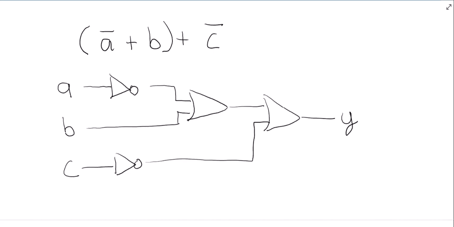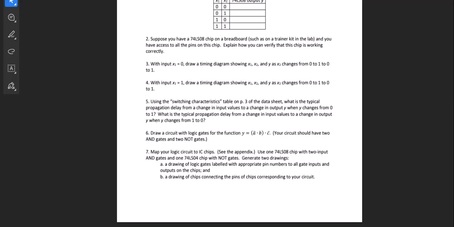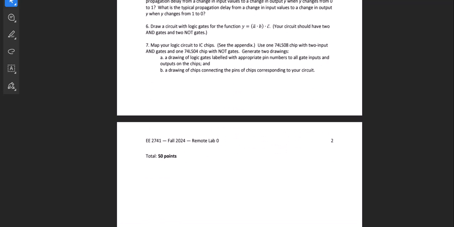Okay, so now we're supposed to map that to our chips. That was the circuit. Map your logic circuit to IC chips, see the appendix. Use one SL08 chip with 2 input AND gates and one S74 LS04 chip with NOT gates. Okay, and generate 2 drawings, the drawing of the logic gates labeled with the appropriate pin numbers.